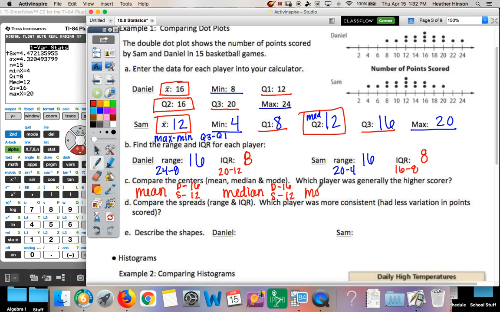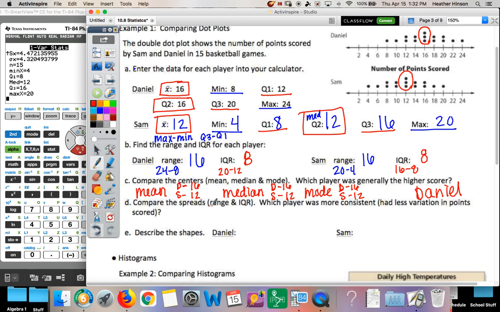Your mode is the highest number that they have. So Daniel, the highest one he had, the one that had the most numbers, was 16. And Sam, the one that had the most, was 12. So they're all the same. So which one is generally a higher scorer? Overall, it's going to be Daniel, because all of his scores were higher.